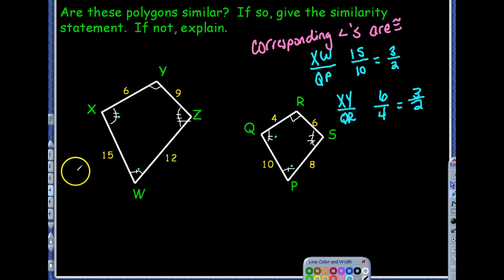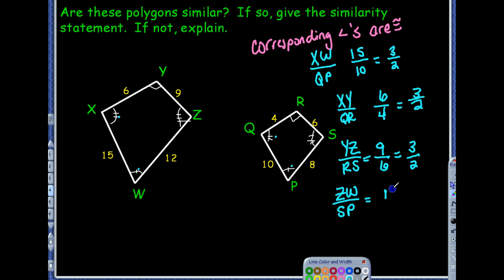Well, if we think about it, the definition says that all corresponding sides would have to be proportional, so we only have 2. We have to keep going. All right. YZ to RS, so it's 9 to 6, which is also 3 to 2. So we're in the right direction. It's looking good. Okay. And then the last one, ZW and SP, so that would be 12 to 8, which is also 3 to 2. All right. So the question says, are they similar? Yes. So these are similar.